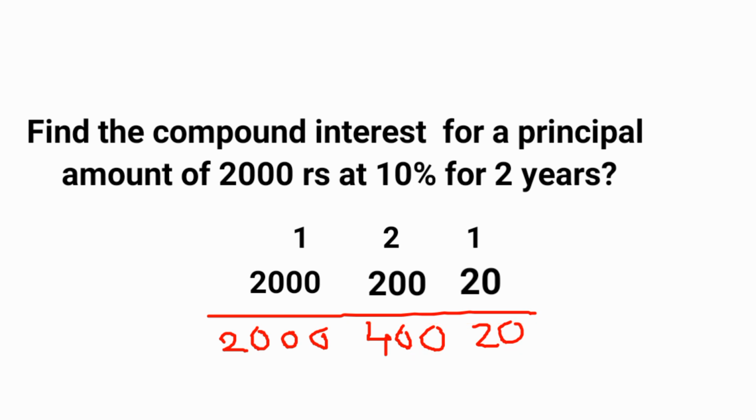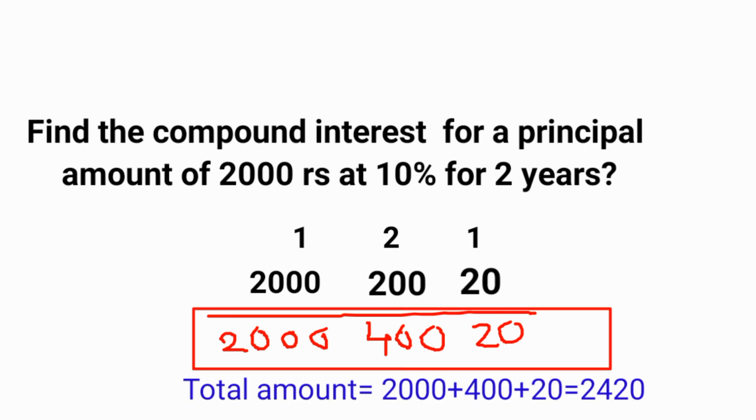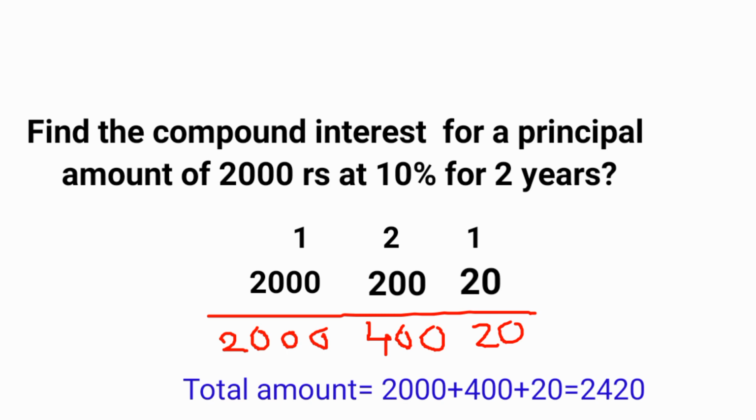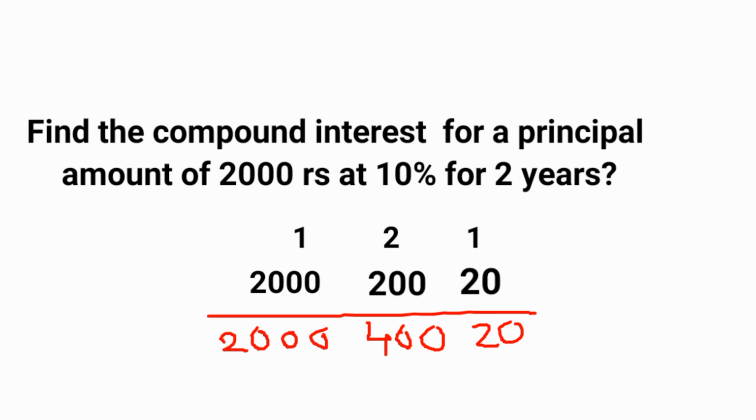And if you are asked to find out the total amount which you will get at the end of 2 years, what you have to do is add the values in all the columns. That is 2000 plus 400 plus 20. That is equal to 2420.